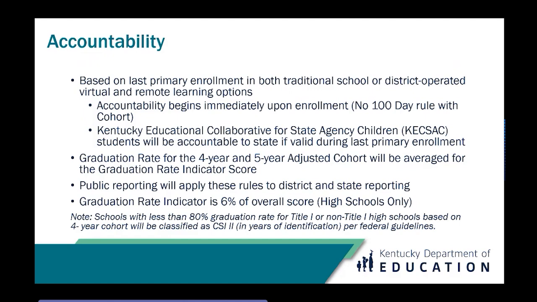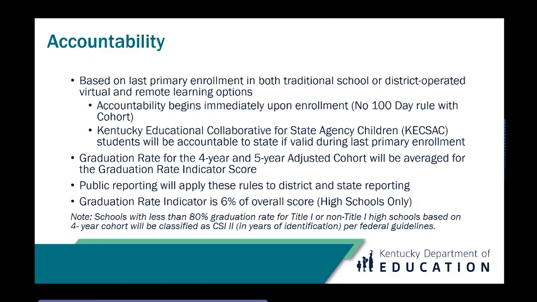Now we will talk about how all of this fits into accountability. Basically, it's based on the last primary enrollment in both regular or district-operated virtual or remote learning options. Accountability begins immediately upon enrollment, so there is no 100-day rule with cohort. If a student is enrolled in a district-operated virtual learning option, their last primary enrollment will code to the district providing the program.